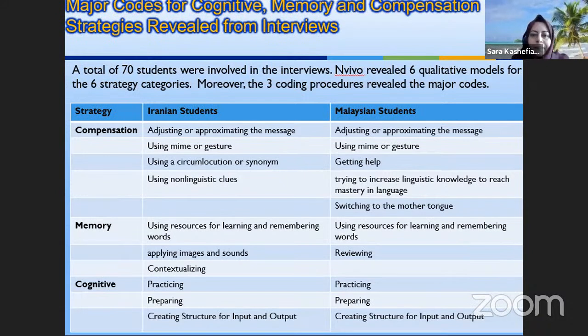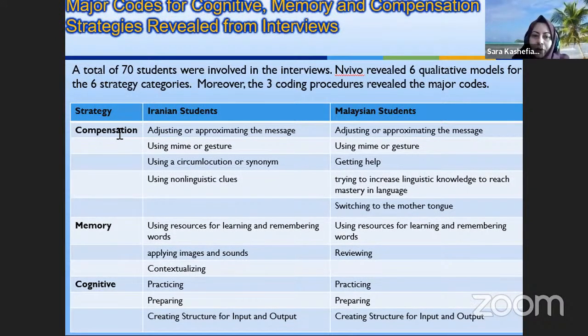So, on the whole, 70 students were involved in the interviews, and NVivo showed 6 models for the strategy use. The 3 coding procedures revealed the major codes. Do you remember we talked about the major coding procedures of open, axial, and selective?